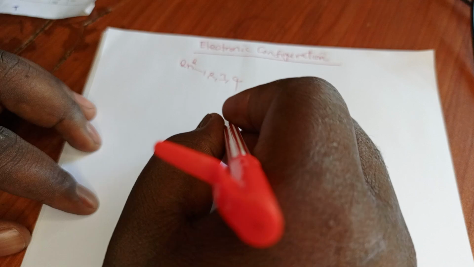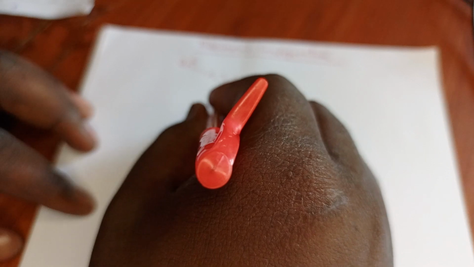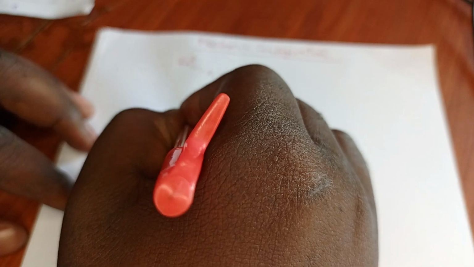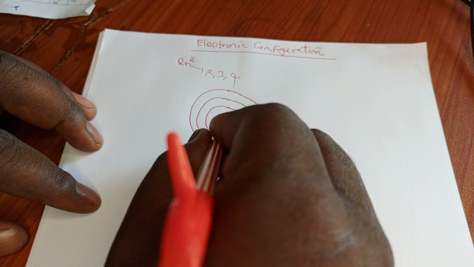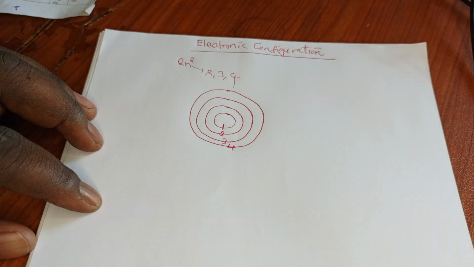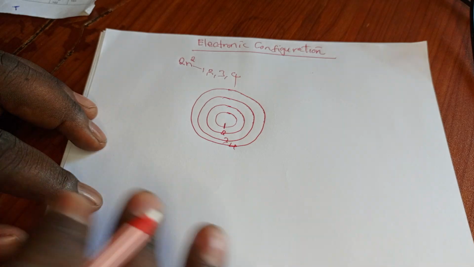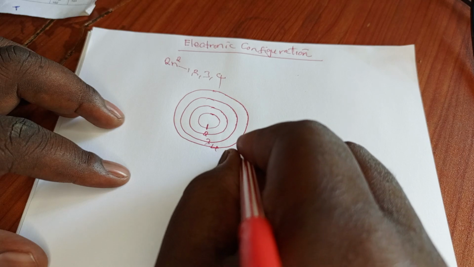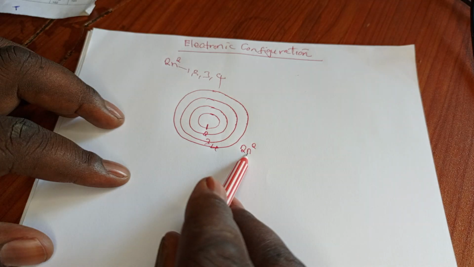For example, this is just an example. This is a structure of an atom. This is the first shell, the second shell, the third shell, the fourth shell, etc. So each shell has what we call the maximum number of electrons that it can accommodate. So we'll start with the first shell here. We're going to say 2n to the power 2, where n stands for the number of shells.